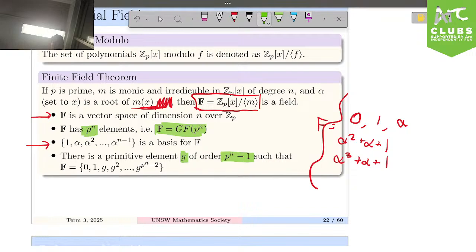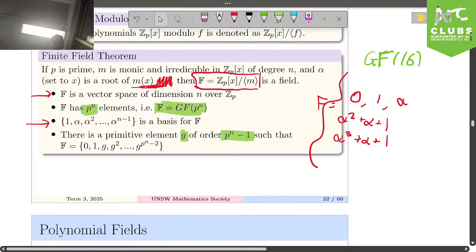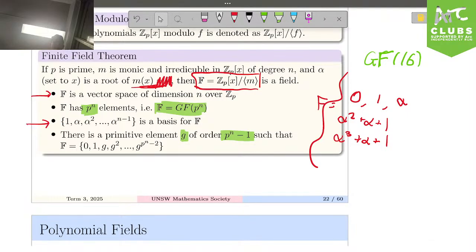So when we're looking at something like GF16, we're going to have 15 elements that are invertible, right? Because 0 is not invertible. Make sense? Awesome. And so if something doesn't make sense and you're looking through these slides, come back to this, right? This is the big theorem. Everything comes from here.